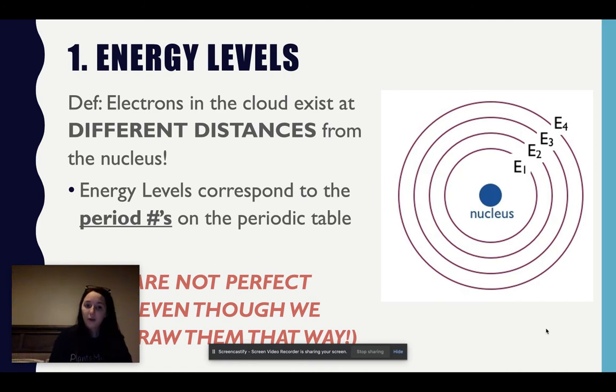Now, in the Bohr model, these are depicted as perfect circles. However, that is not true for our energy levels. There are actually a lot of different shapes, and they're not perfect circles. But we draw them that way because it's just a little bit easier to see.